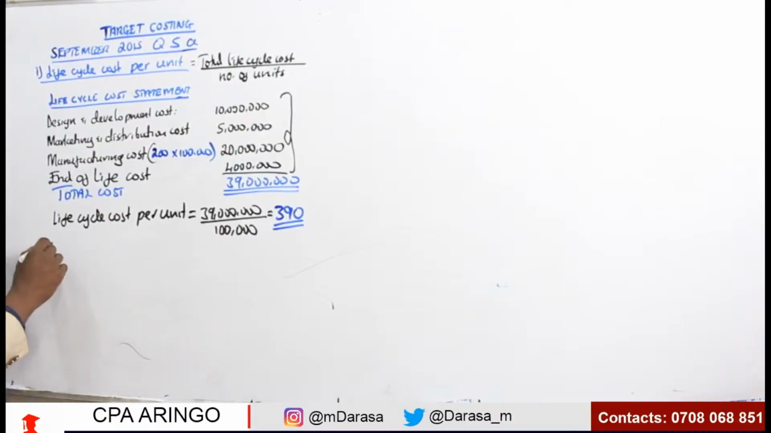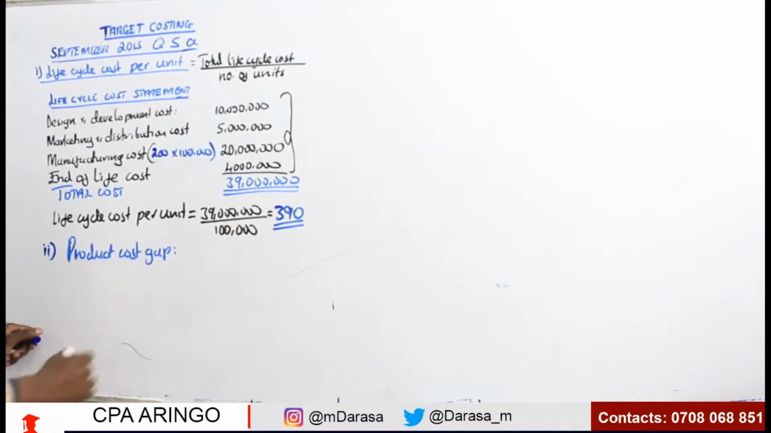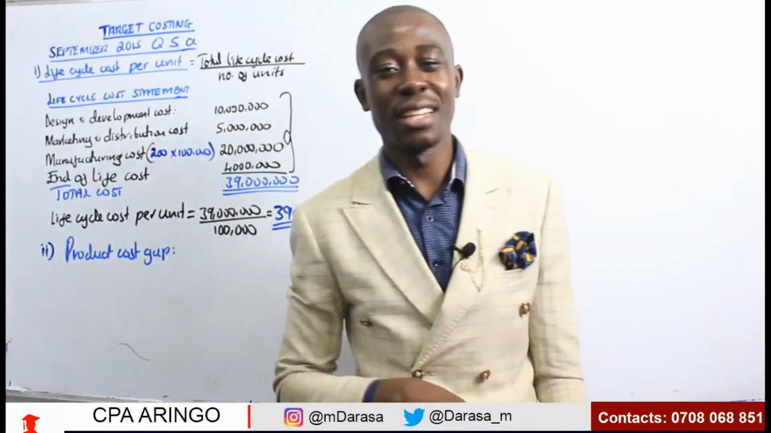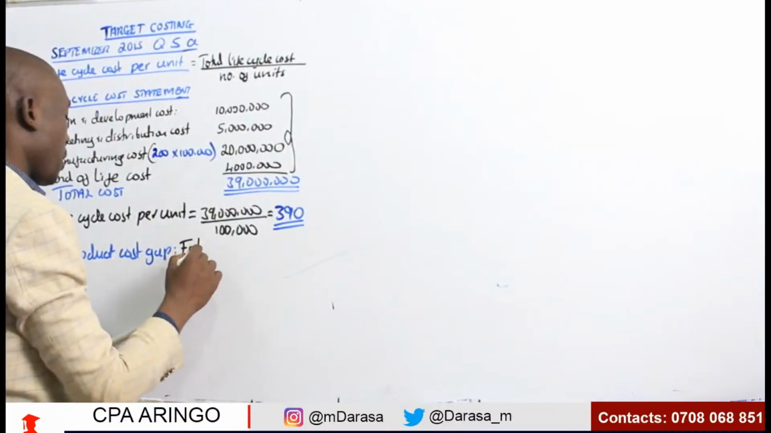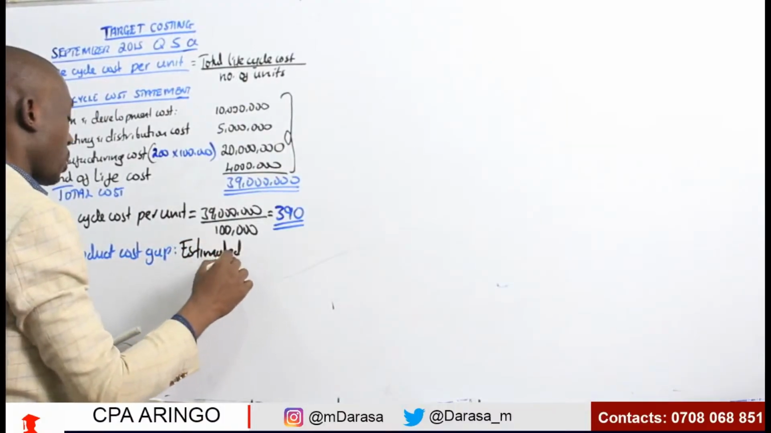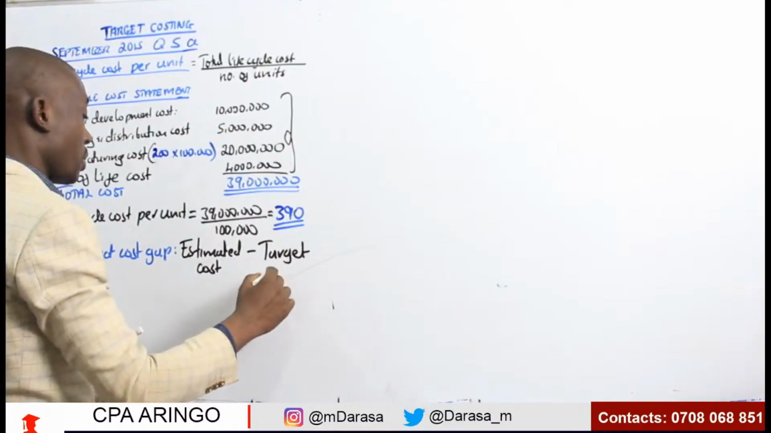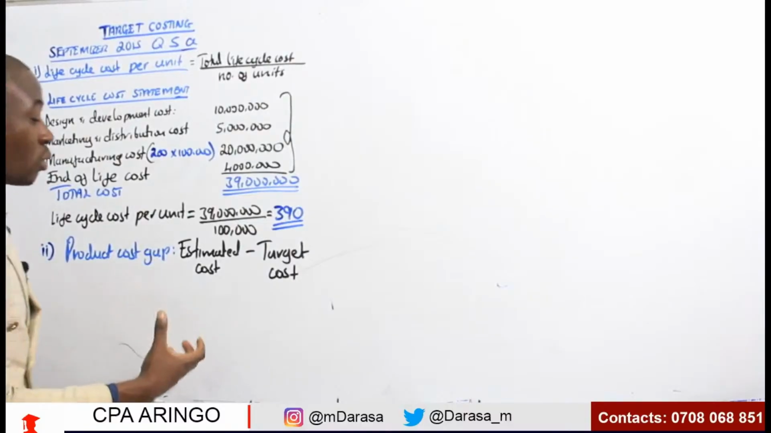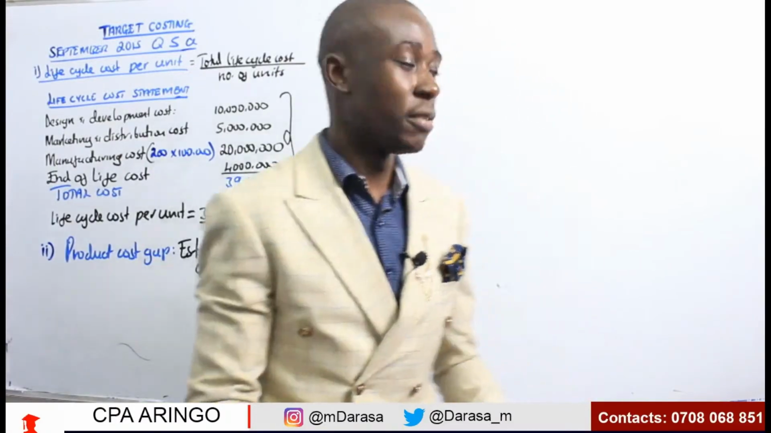Then number 2, we are asked to determine the product cost gap. Already we had looked at this. For us to determine that, we'll always be talking of our estimated cost minus our target cost. This should give us our cost gap, because I'm just looking at that difference, right?